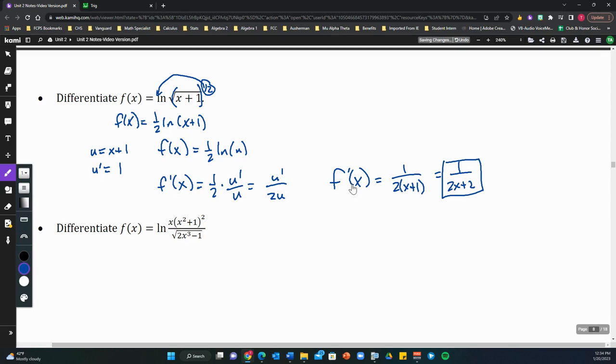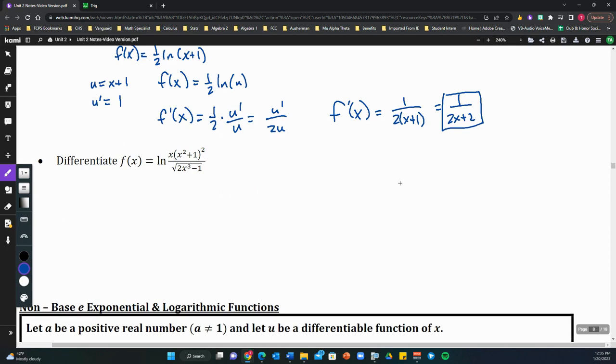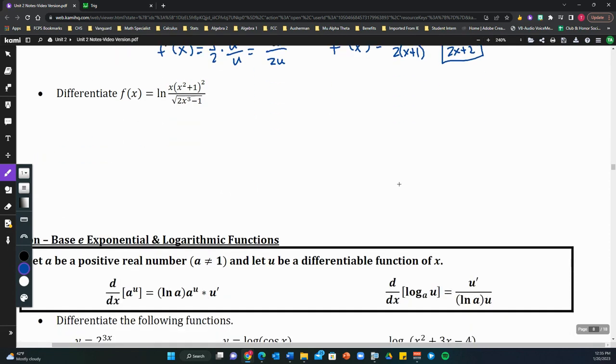So anytime that you start with a logarithm with a radical inside, always rewrite it as that fractional exponent and then bring that down. Especially with these logarithms, there's quite often a lot of extra work that we can do before we do the calculus to make it easier.